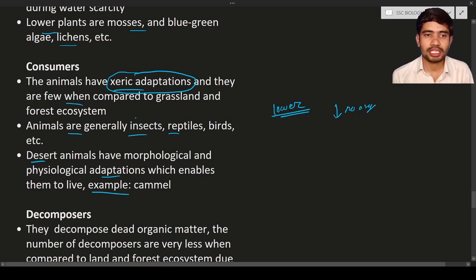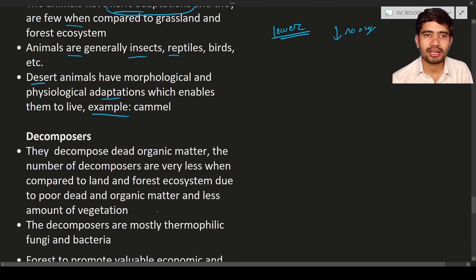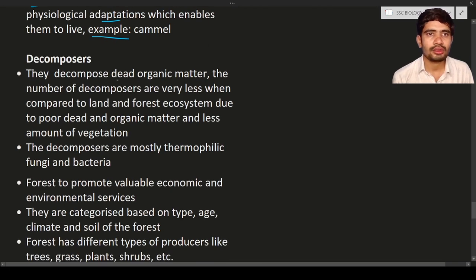So next one will be the decomposers. Decomposers means in the desert also decomposers are there. These decomposers are going to decompose the dead organic matter, and the number of decomposers is very less when compared to the forest ecosystem. Why is the number of decomposers less in the desert? The reason is the animals are less in the desert.